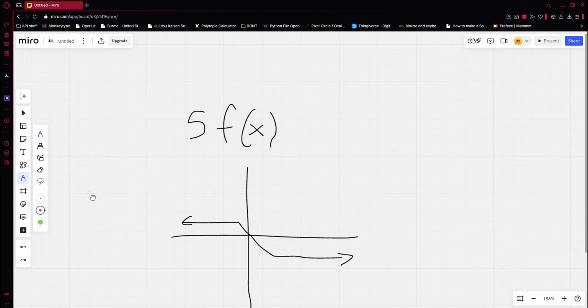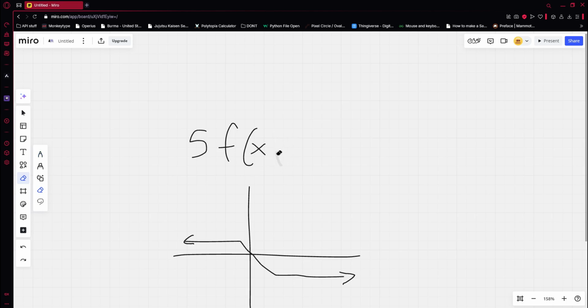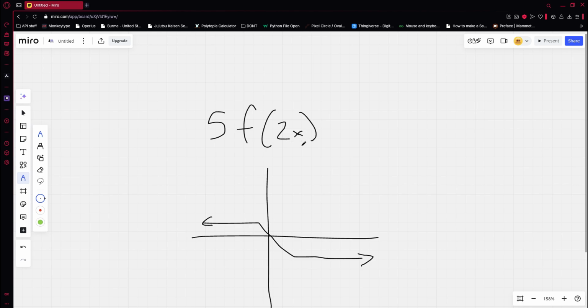Now, if we want to dilate horizontally, we are going to multiply directly to the x inside the parentheses. So let's say 2x. And remember, horizontal anything is always going to be weird. In this case, instead of multiplying by 2, you're going to divide by 2. Or in essence, it's just times 1 over 2.